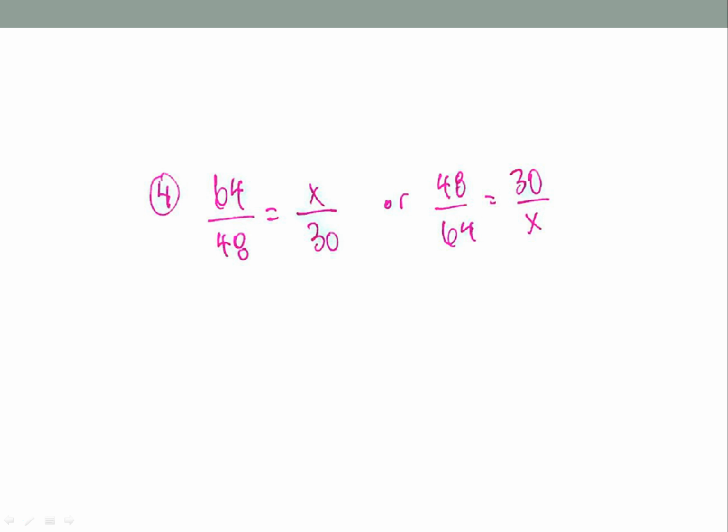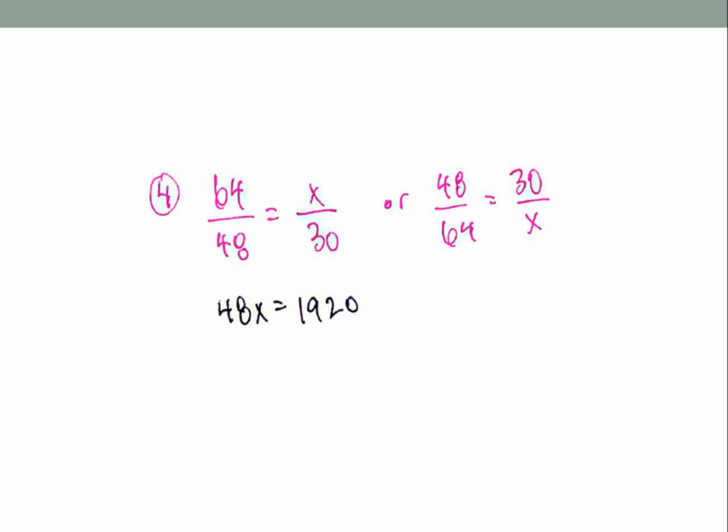Number 4 is another indirect measurement problem, and so we know this is one of the measures. 64 is the height, and 48 is the length of the shadow. We don't know the height, and 30 is the length of the shadow. And this time I wrote them both ways. All I did was take the reciprocal. It does not matter which fraction is which person, as long as the numerators match up and the denominators correspond, when I cross multiply, I end up with the same thing.